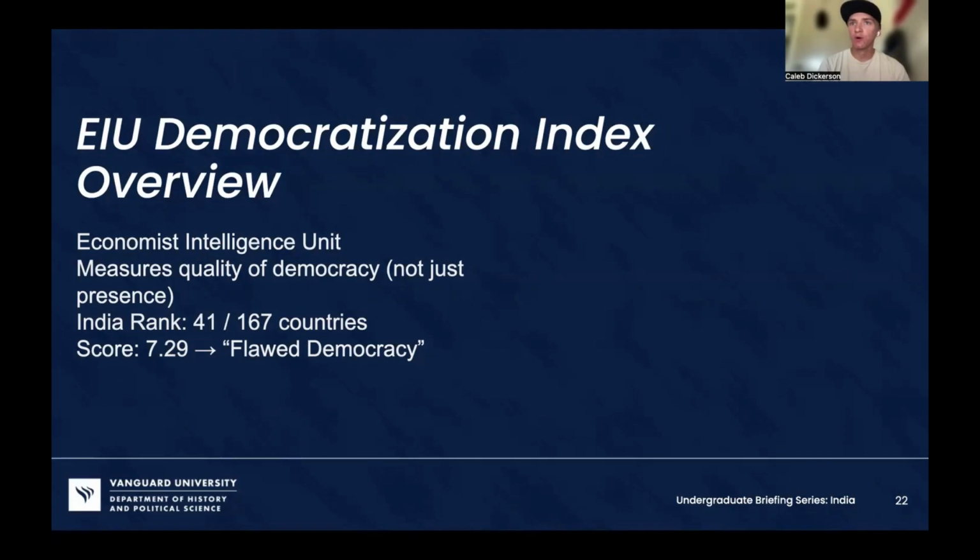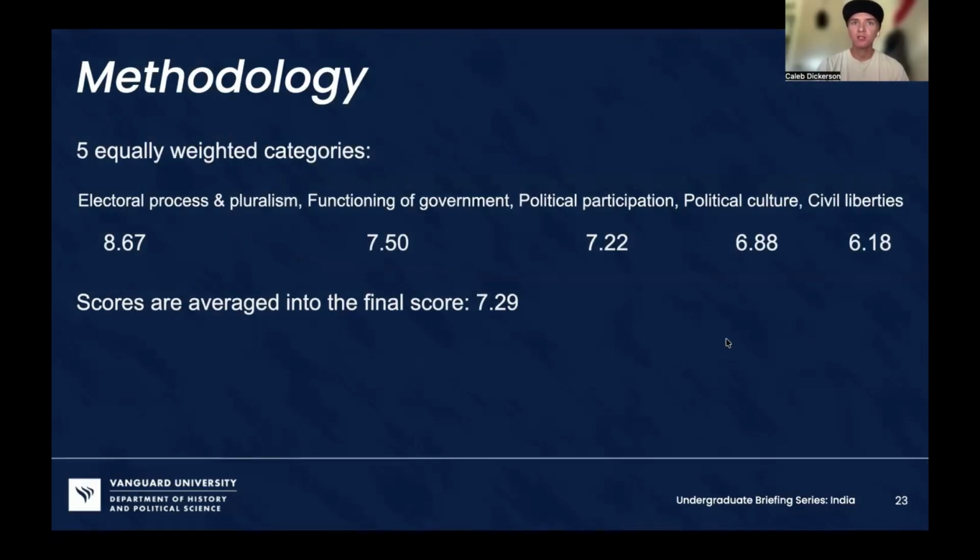So the classification is very important. It suggests that while democratic institutions exist and fair elections are held, there are meaningful weaknesses in how this democracy operates. So the key question is not whether India is democratic, but how strong and stable that democracy actually is. The index is built on 5 categories. Together, they capture both formal institutions and political behavior. Electoral process and pluralism evaluates whether elections are free and competitive.